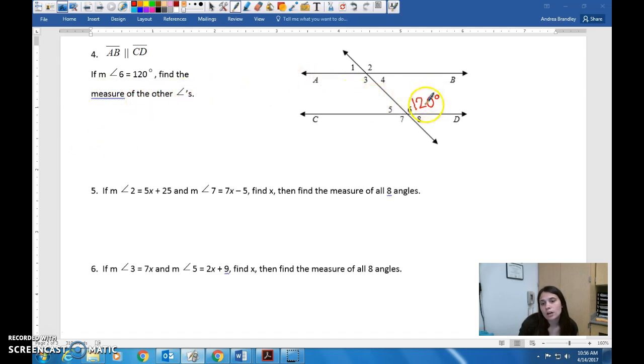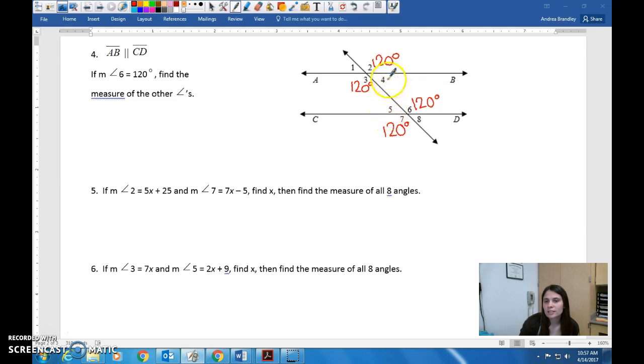So I'll start by just looking at some relationships. Angles 6 and 7 are vertical angles. They're opposite of each other, which means that they're congruent. So angle 7 also has to be 120 degrees. And then angle 6 and angle 3 are alternate interior angles, which are also congruent, so this has to be 120 degrees. And then again, these are vertical angles, so this also has to be 120 degrees. So that's 4 of the 8 angles right off the bat.